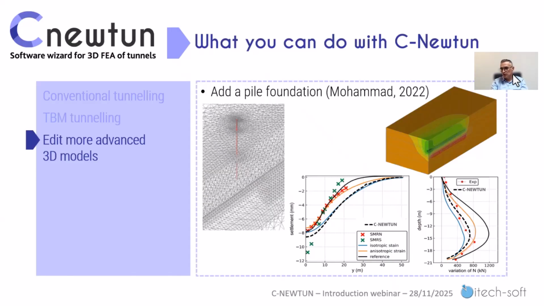So the C-NEWTUN result is a dashed line, and we compare it very good to the on-site result, represented by the cross. On the right, you see the variation of normal force inside the pile, and again you see that the dashed line with the C-NEWTUN result is well fitting the experimental values.